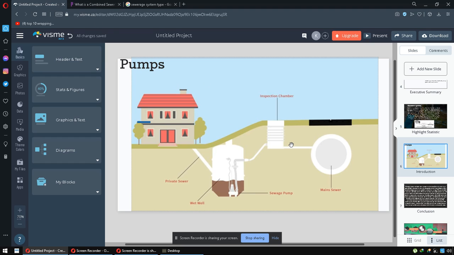So these pumps are used when you are living downhill and the pipes are going inclined. So you'll use a sewage pump in order to make water flow to the inspection chamber, to the main sewer, and to the treatment facilities down to the rivers.